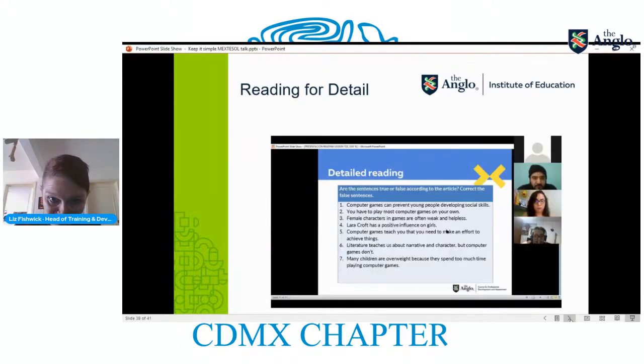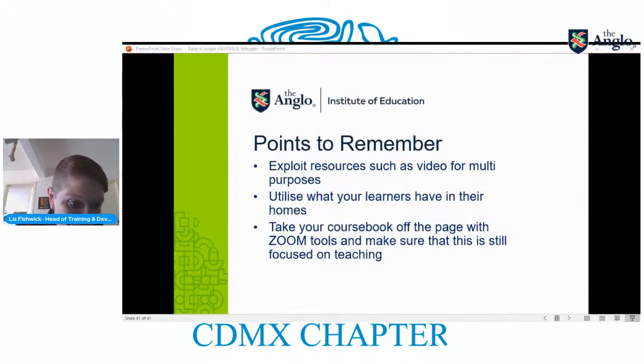So, just to close, these are just some points to remember. Keep exploiting resources. Make sure that you think about multi-purpose uses for videos, for example. This could actually be like 2 hours of teaching if used properly and effectively. Think about sub-skills, language, different techniques, freeze framing, and really engaging tasks afterwards where learners can use that information and personalize it as well. Think about utilizing what your learners have at home. This is just thinking about multi-levels, multi-ages, and again, it involves not that much preparation, but lots of production from your learners. And of course, the key thing is that we all have to use a course book. But think about how it can be taken off the page in a really simple way, getting learners to underline parts of the text with their Zoom tools and things like that.